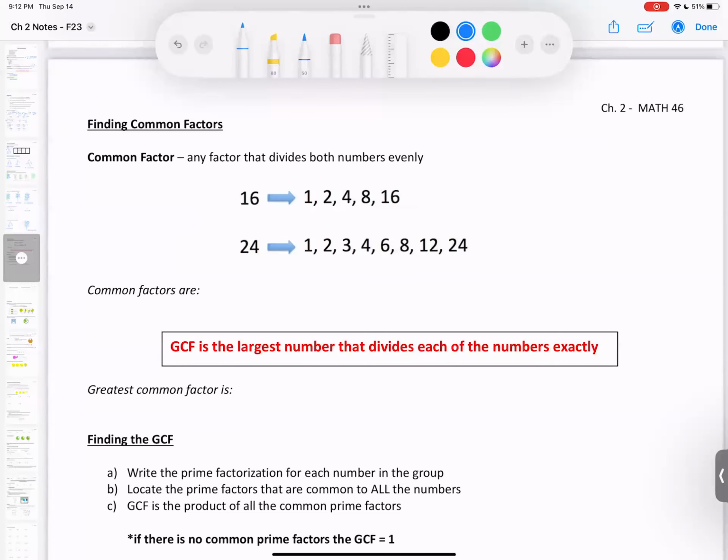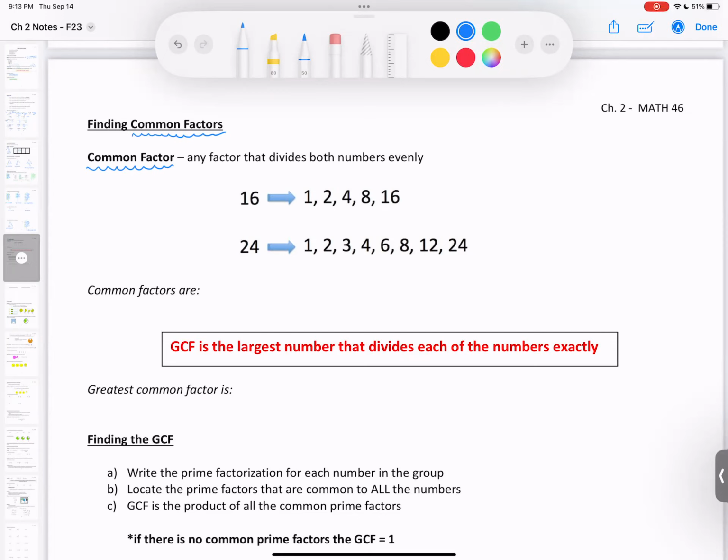The last part of section 2.2 is looking at common factors. If you have something in common, it means that you both have it. So a common factor is going to be a factor that both of the numbers you're looking at have.